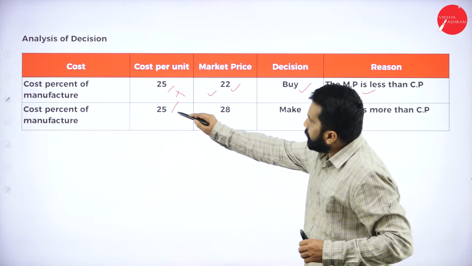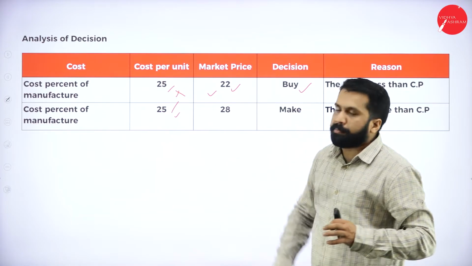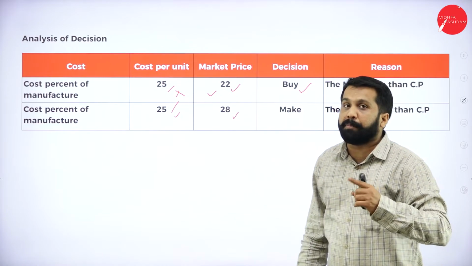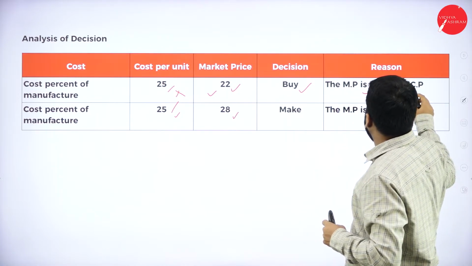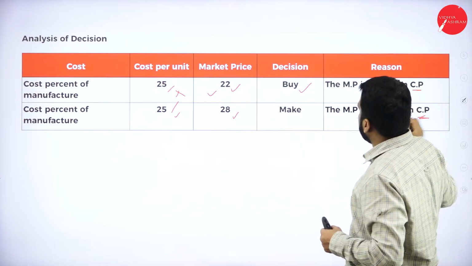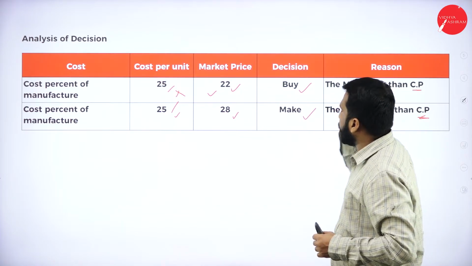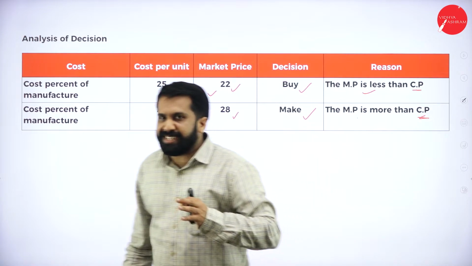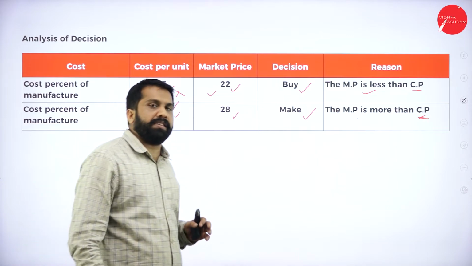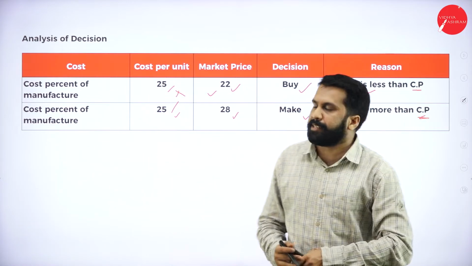And the second option, 25 is the manufacturing cost and 28 is available in the market. So, CP stands for cost price. The market price is more than your cost price. So, please go for the make option. Hope you got it. Easily, you can score 10 marks. Easy? Yes, very easy. You can score 10 marks easily.